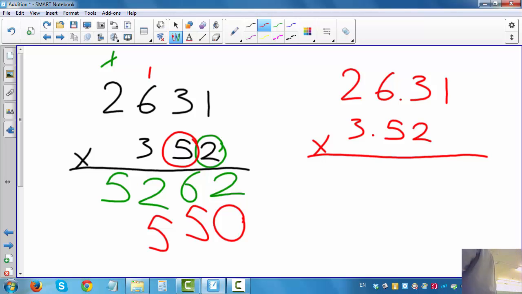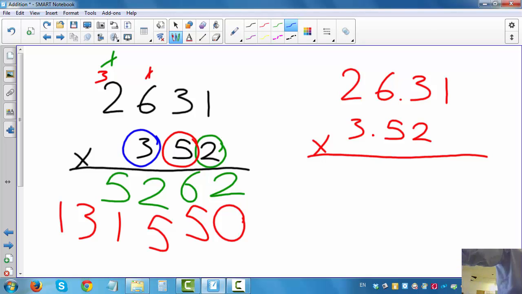Don't forget to add the 1, which makes it 31. 31, the 1 goes down here. The 3 goes up there. The last one, 5 times 2 is 10. 3 more makes it 13. I'm almost done. Now let's do the multiplication for 3.